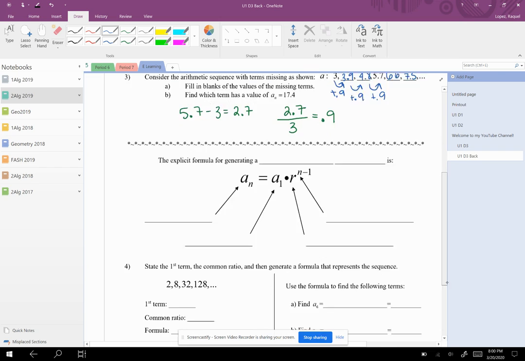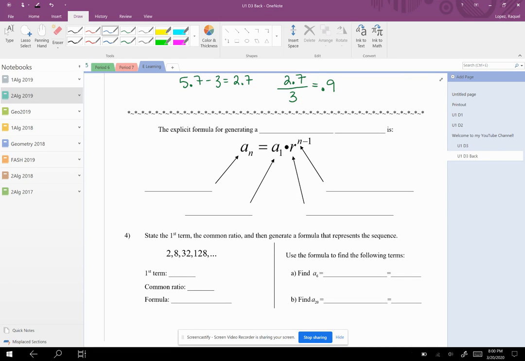Now let's switch gears a little bit and talk about generating an explicit formula for a geometric sequence. I hope this is ringing a bell for you guys because this structure looks very similar to what we just finished studying. Exponentials.